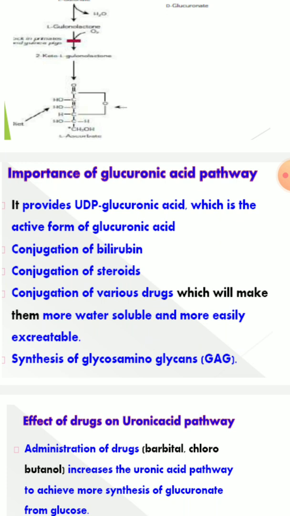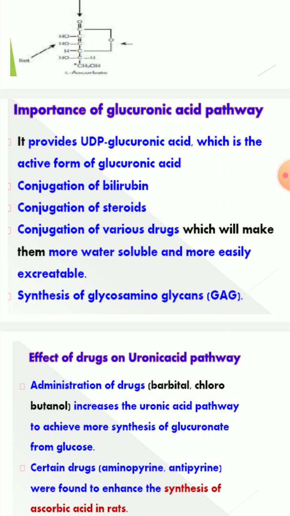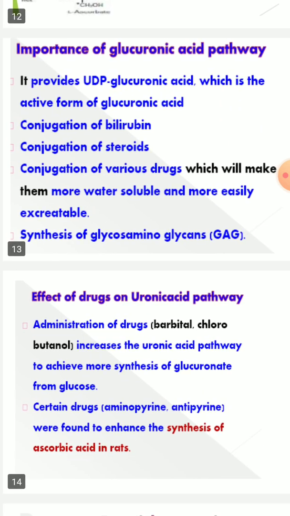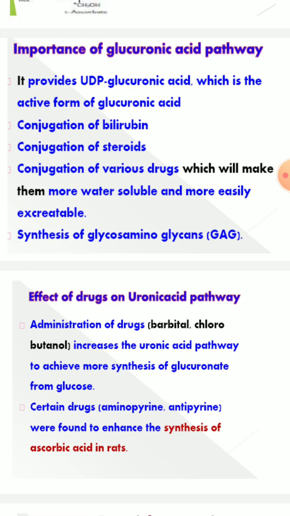So that's why glucuronic acid plays a very important role in the synthesis of these molecules, which can be conjugated with it, and it is even involved in the synthesis of other molecules. So what is the effect of drugs on the uronic acid pathway, or the glucuronic acid pathway?